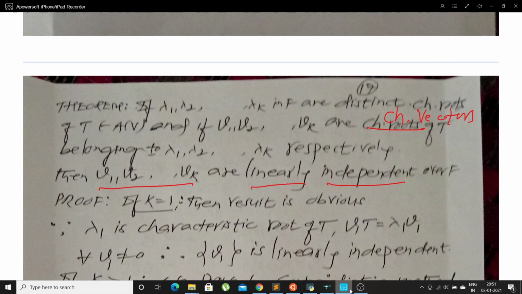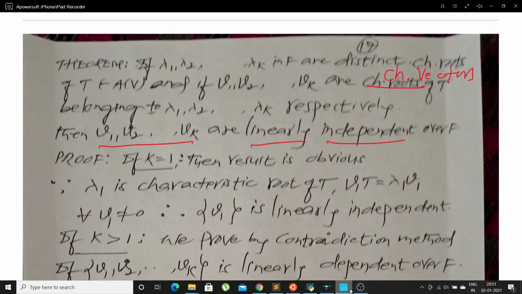Let me take one vector. If we have only one vector, the result is very simple. There is nothing to prove because if lambda 1 is the characteristic root of T, by definition we write v1 T equal to lambda 1 v1. Since v1 is a non-zero vector, that indicates what? Lambda 1 must be equal to what? Not 0. This shows that the vector is linearly independent.